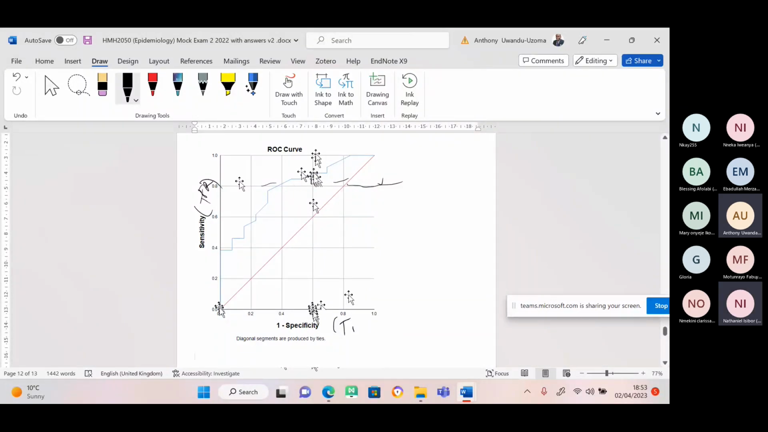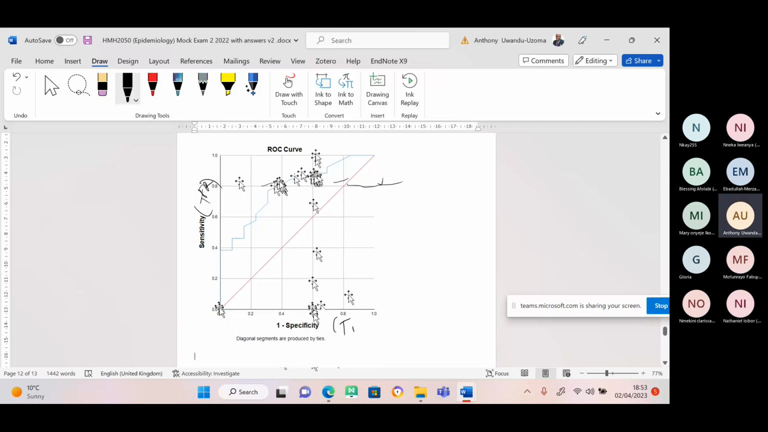What we need now is a point where the specificity is high and the sensitivity is also high. That point is any point towards our upper left. So if we pick here, this is better than this one.